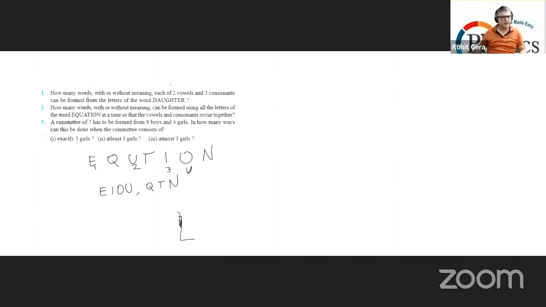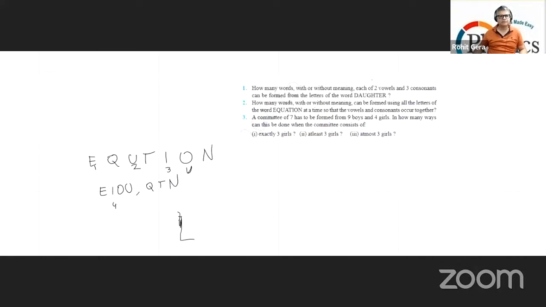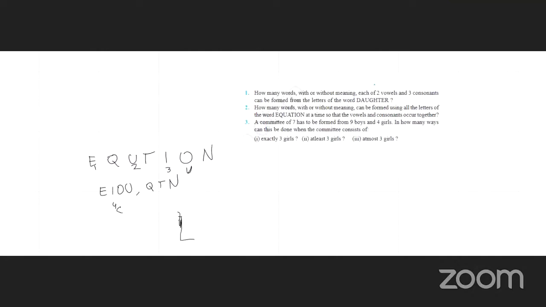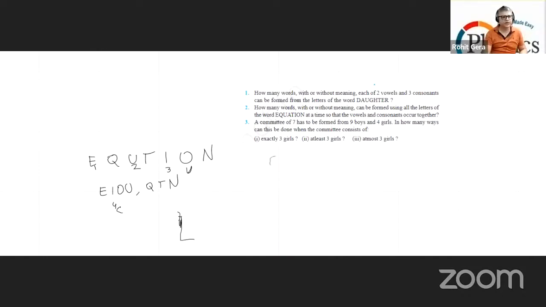How many words with or can be found? It's the same as the second one. They occur together, so they become one package. How many? 4C4. But where are your consonants? QTN. Okay, so QTN is your consonants and these are your vowels.